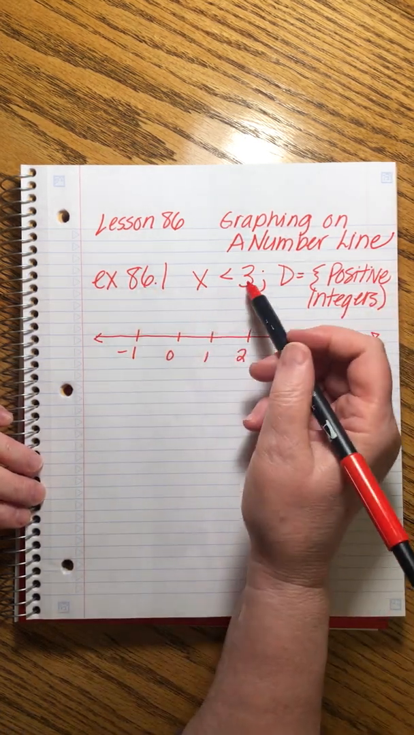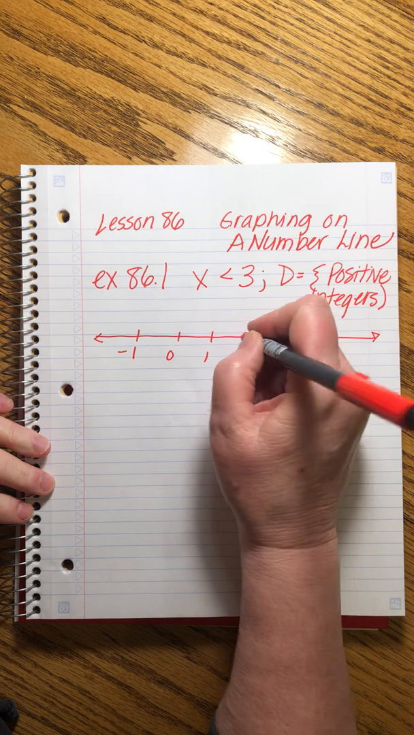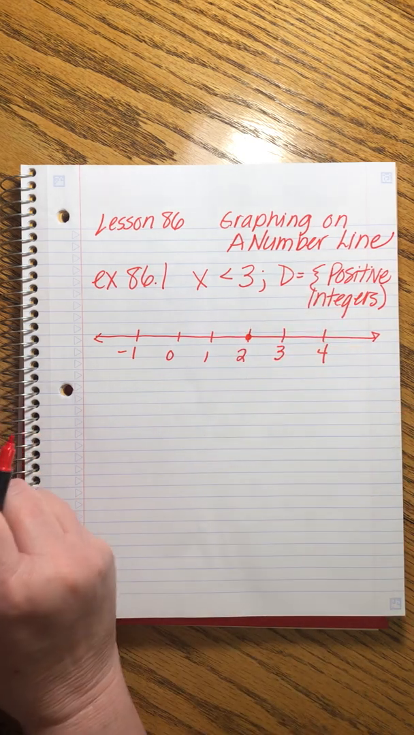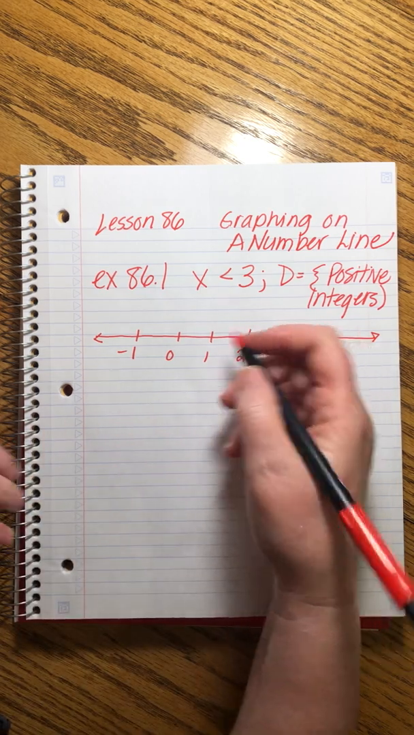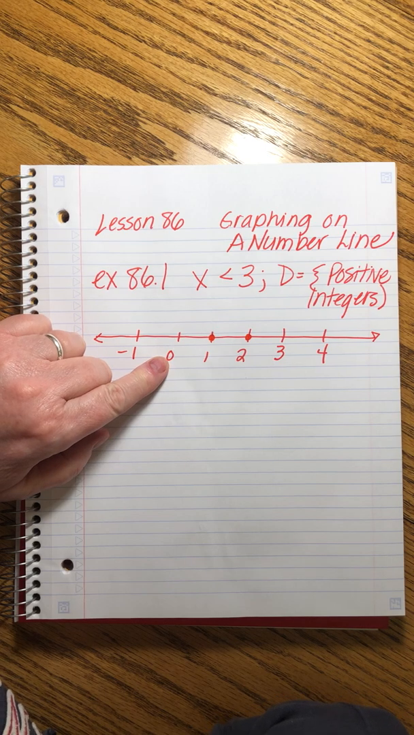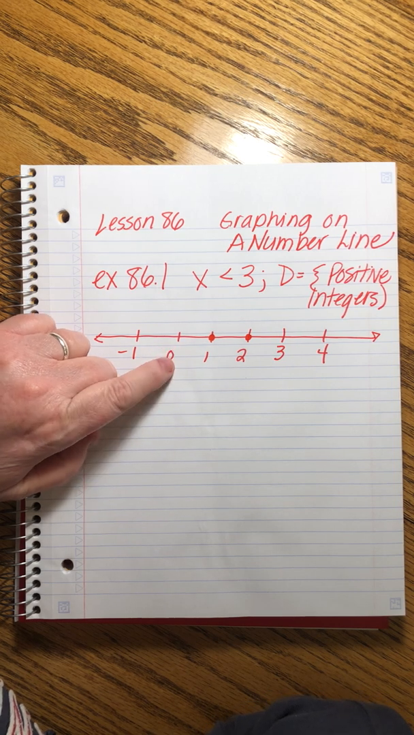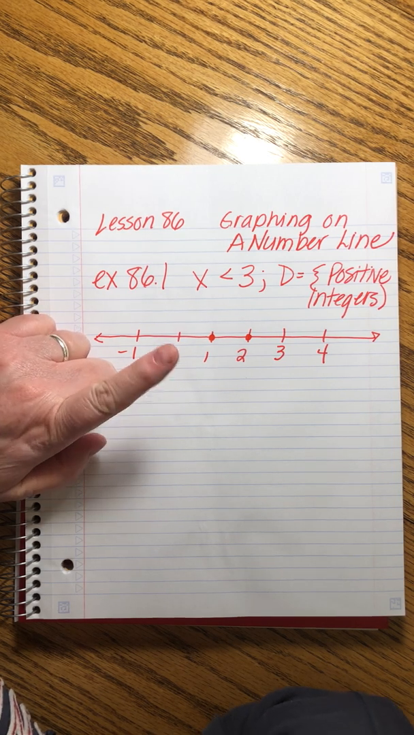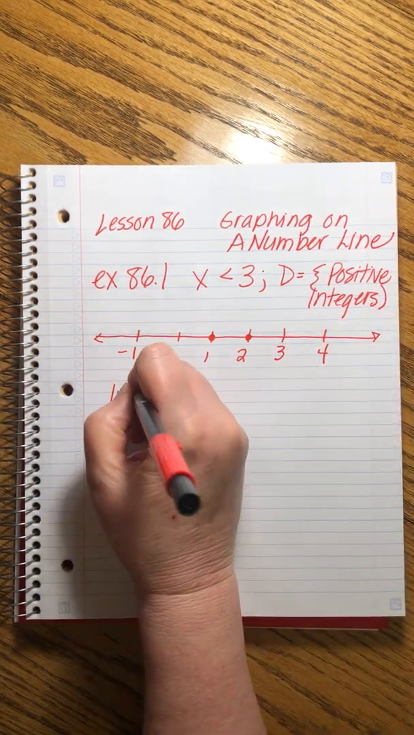Okay, x is less than 3. It does not include 3. Since I'm only putting dots on numbers, that means I have to skip 3 altogether. And I can only put it on positive integers. So 2 is a positive integer. 1 is a positive integer. What about 0? Is 0 a positive integer? 0 is an integer, but it's neither positive nor negative. So no dot for little Mr. 0.